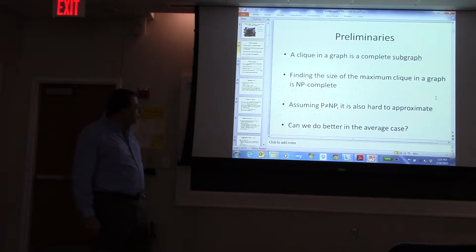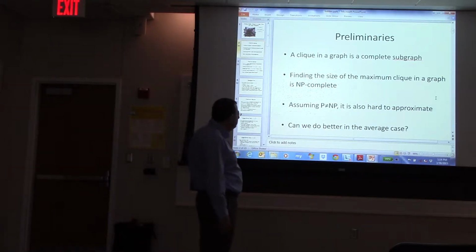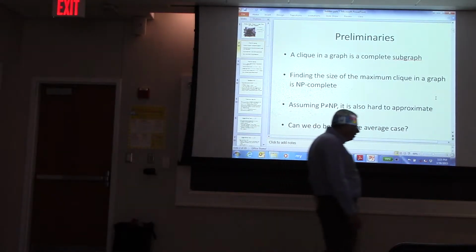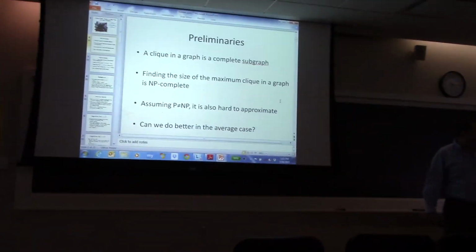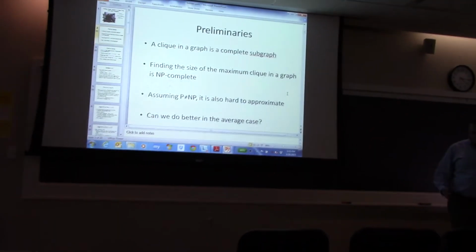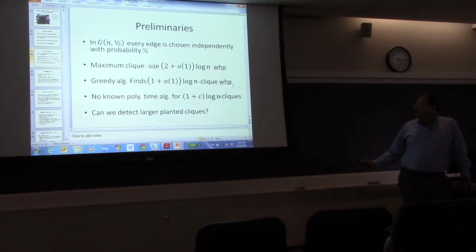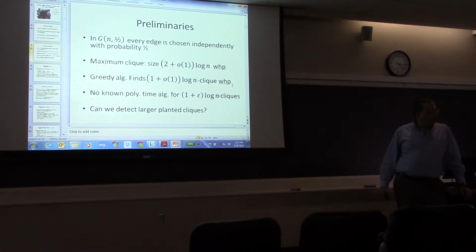Now finding the maximum clique is an NP-hard problem. And it's known to be even hard to approximate. But these NP-completeness results apply to worst case graphs. So what about the average case, when we really pick the graph at random, like I said, as G(n, 1/2)? In G(n, 1/2), again, every edge is chosen independently. So now, how large is the largest clique?